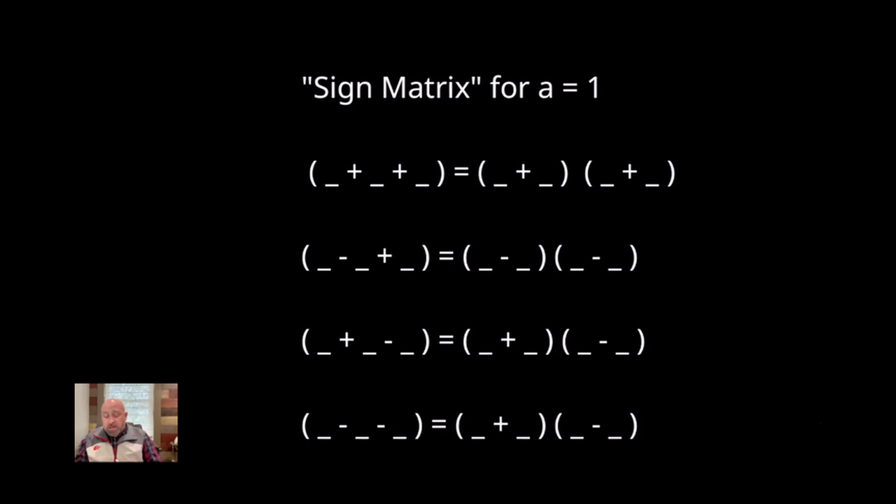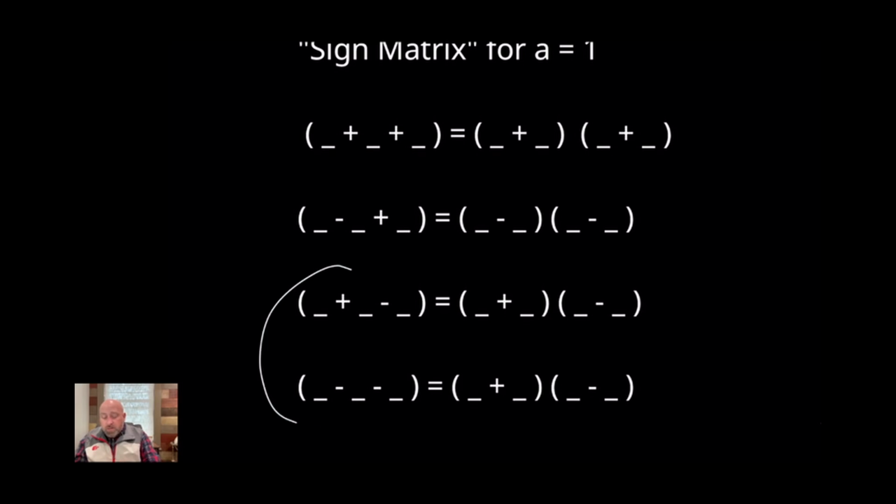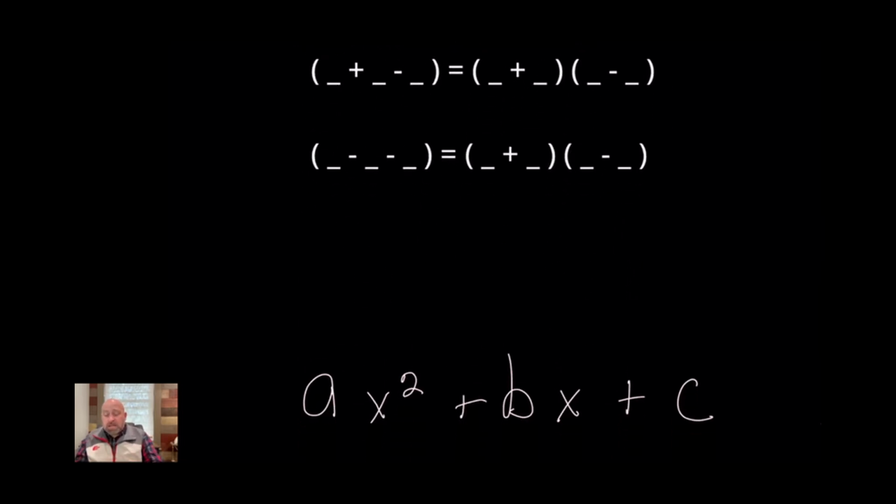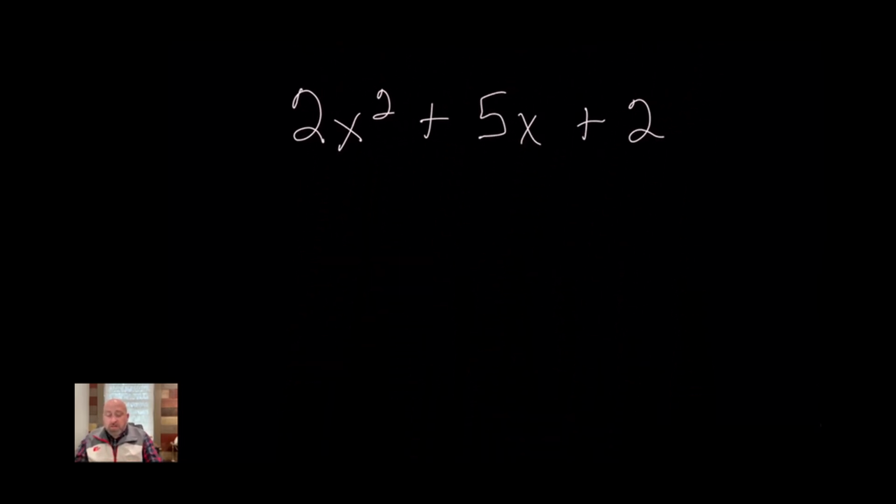So here's the thing: when you get these ones that are like this, so a plus minus or a minus minus, just know that one is going to be a plus and one is going to be a minus every time. You just have one of each. If you don't have one of each, then you're not going to be able to get this negative sign right here. All right, with all that being said, let's go ahead and try to solve one of these now.